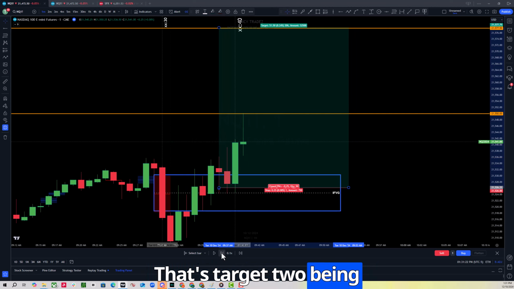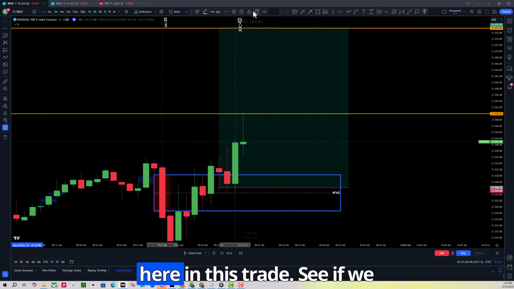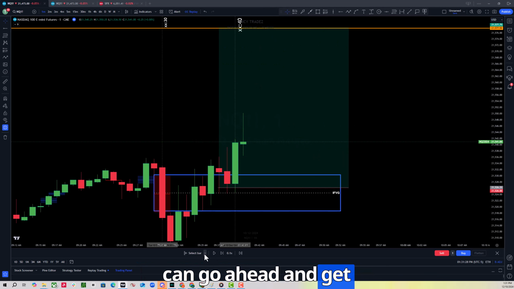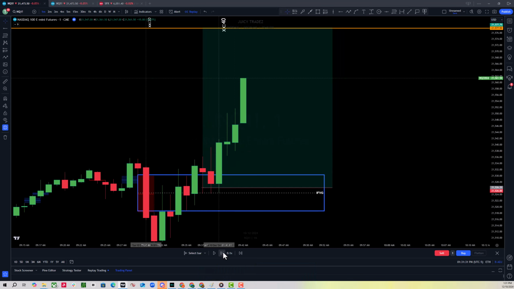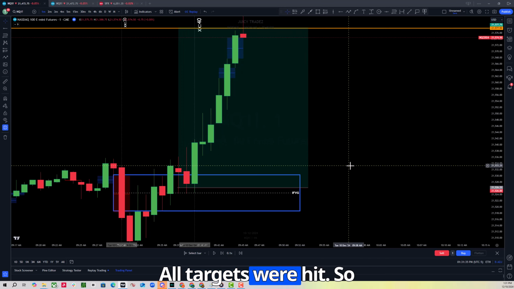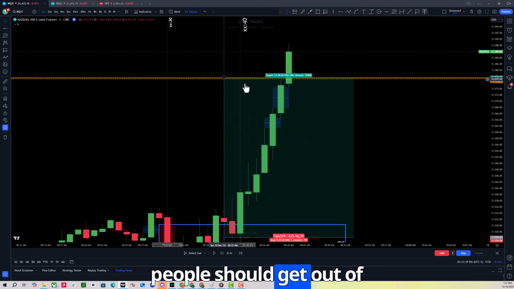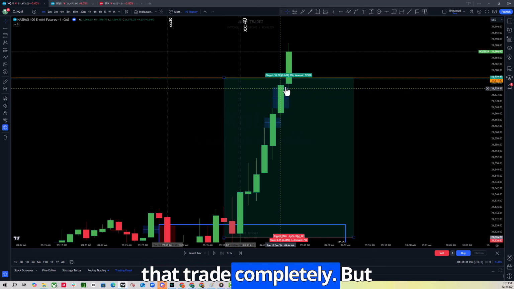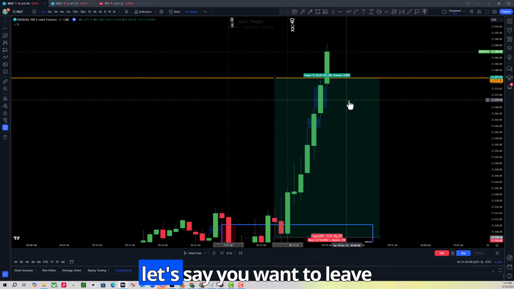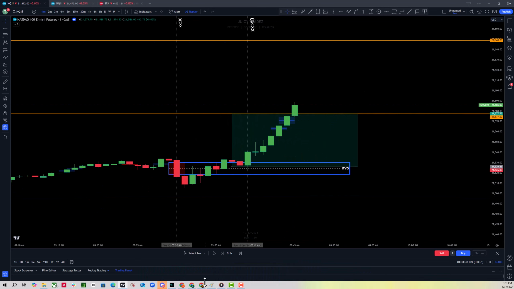That's target 2 being taken. Now you should be runners only here in this trade. See if we can go ahead and get target 3, right? Target 3 hit. All targets were hit. So depending on how many runners you had on, most people should have got out of that trade completely. But if you had a lot of size on, let's just say you want to leave 1 runner on. Let's see if we get our next target here.